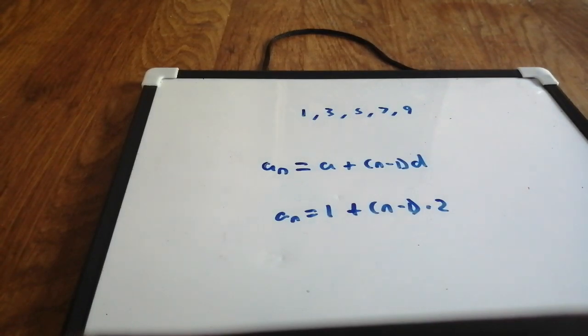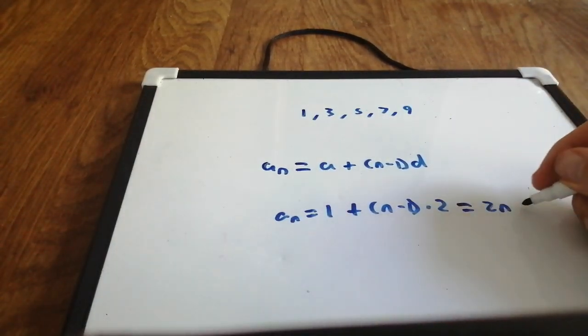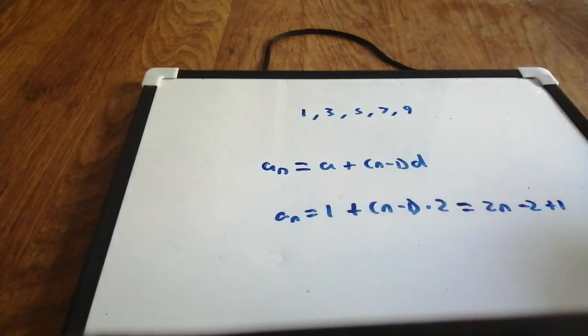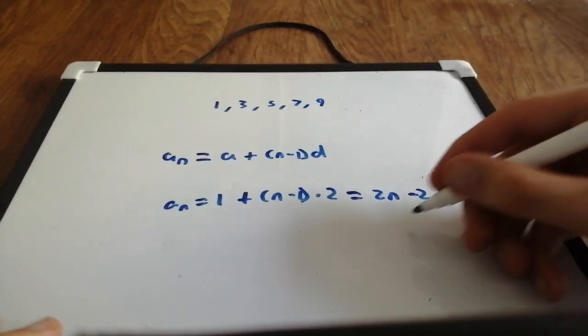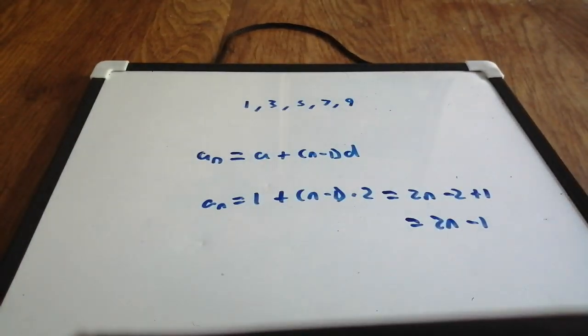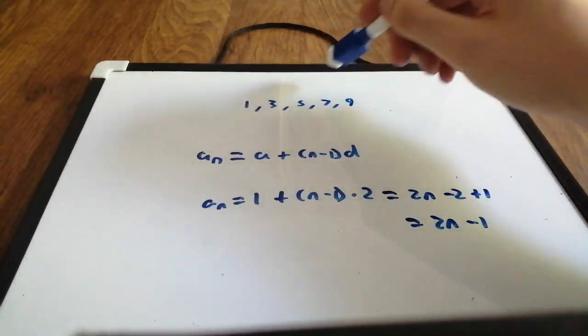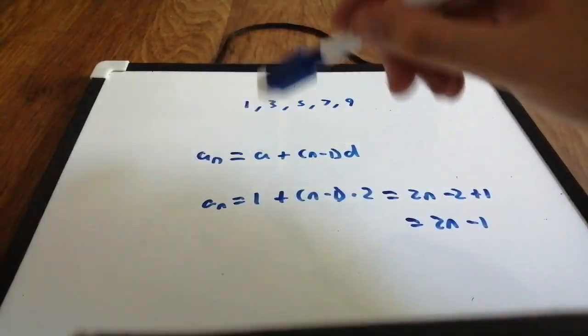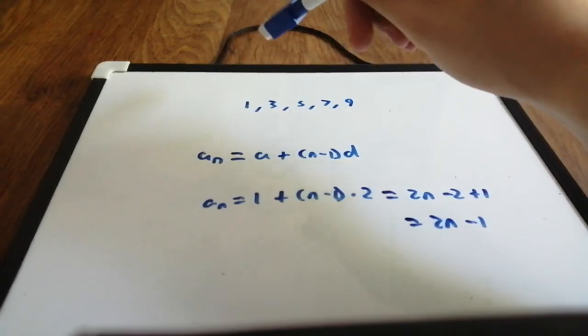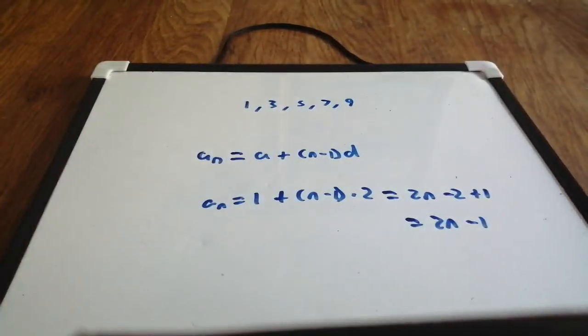And from here, we're going to need to expand the brackets out. So it's going to then be 2n minus 2 plus 1, which we can further simplify by writing 2n minus 1. And so that's how we find the general term-to-term rule for 1, 3, 5, 7, and 9. We started by finding the first term, then the common difference, and then put it into our formula just here.